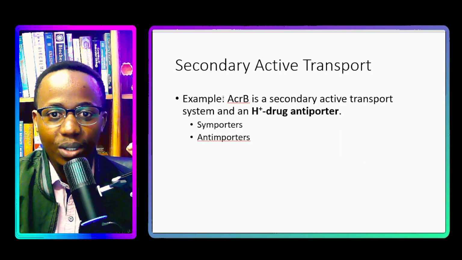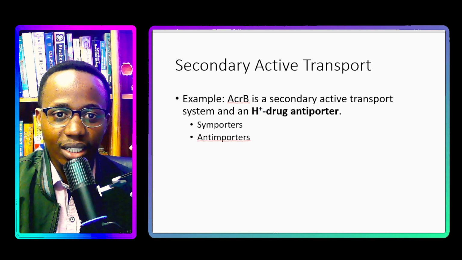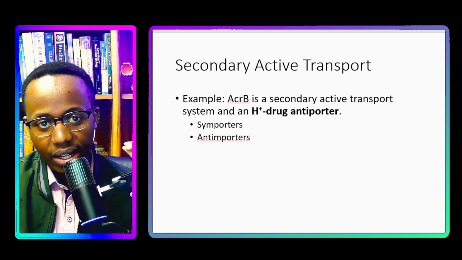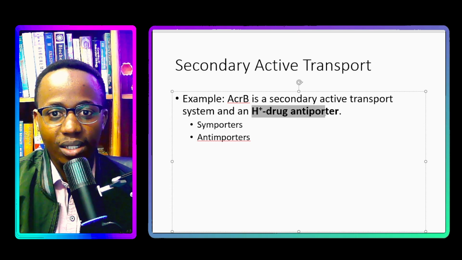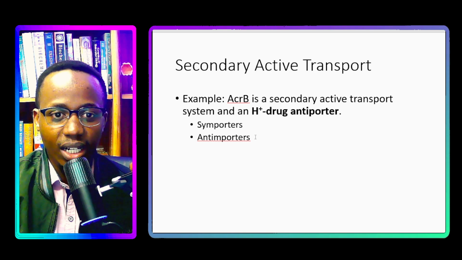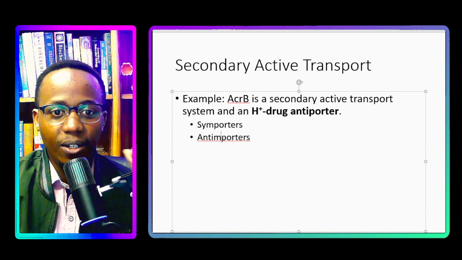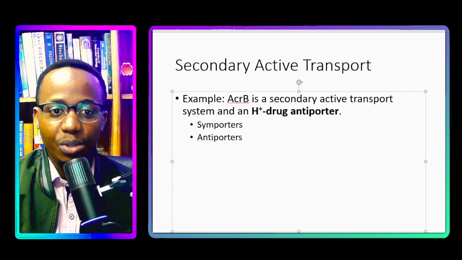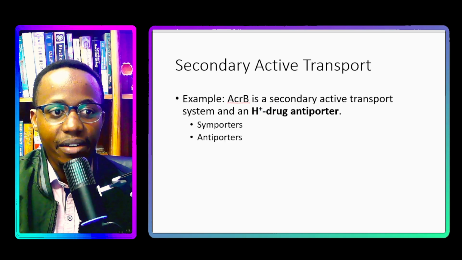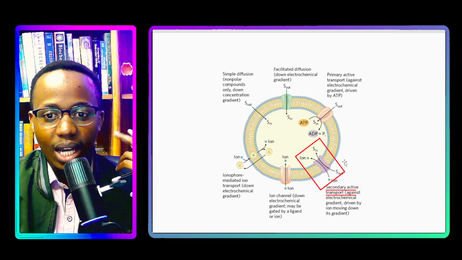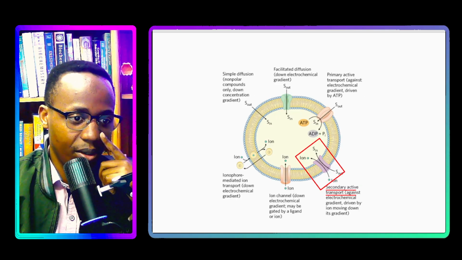So you have an antiporter and a symporter, right? So another example in your book is ACARB, which is a secondary active transport system, and H plus drug antiporter is another example. So we gotta know symporters and antiporters and the difference between the two, all right? So that is secondary active transport. You have two types of this, secondary active transport, all right.